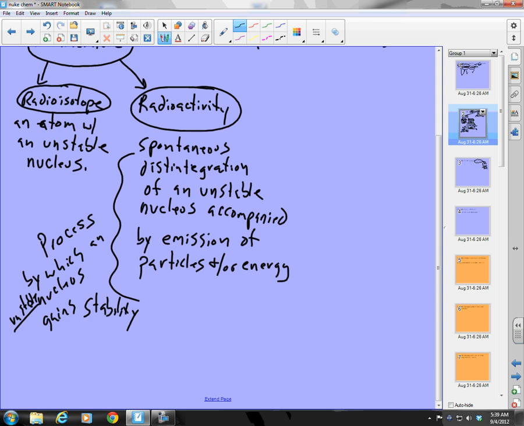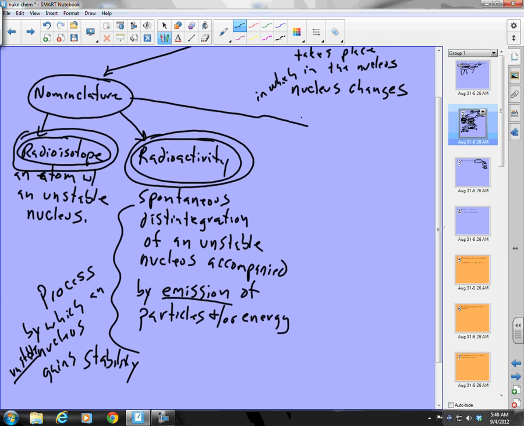So radioisotope, that is the thing. It is an isotope with an unstable nucleus. Radioactivity is what an unstable nucleus goes through. It's the process of disintegration. It means the nucleus starts to break apart in some way. And when it breaks apart, what does it do? It emits, it shoots out particles or energy. Good.